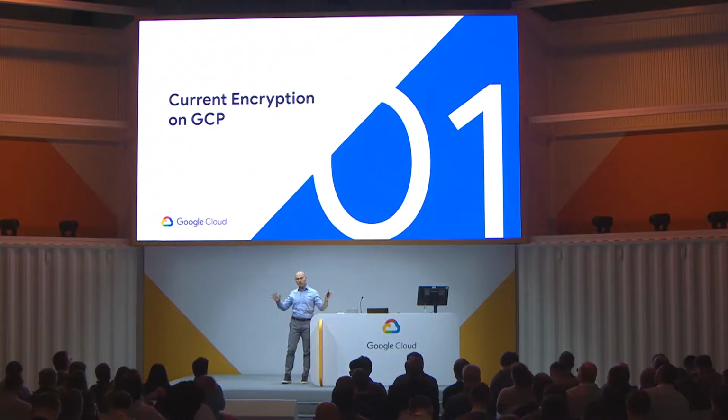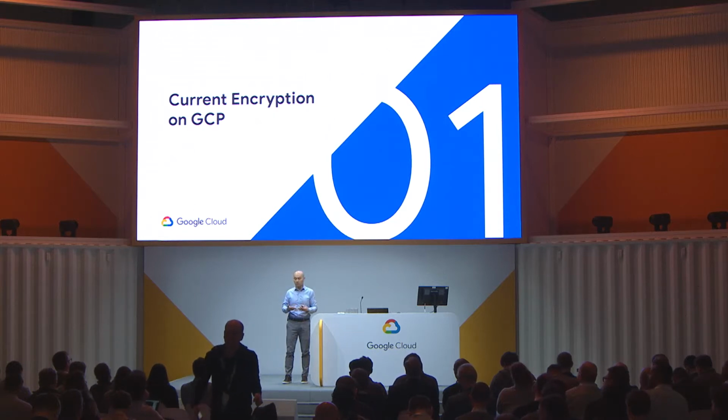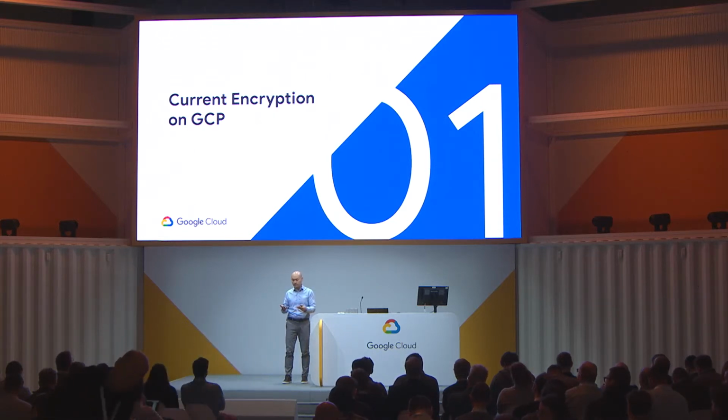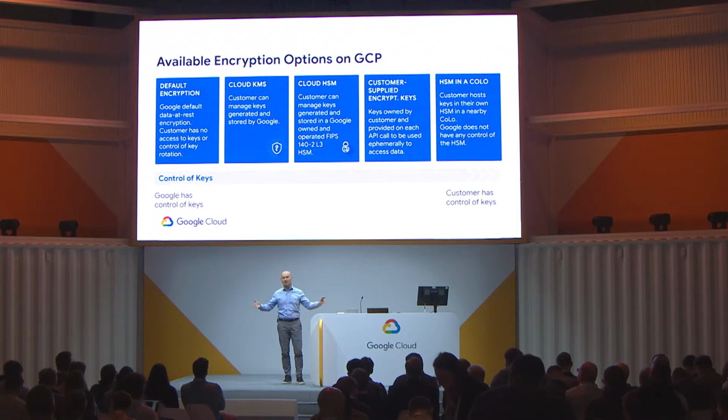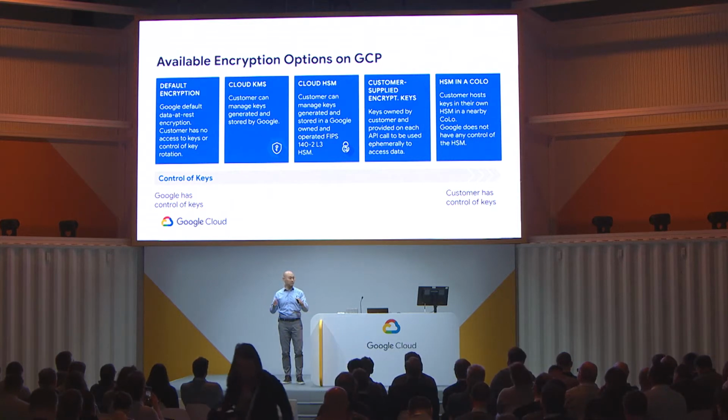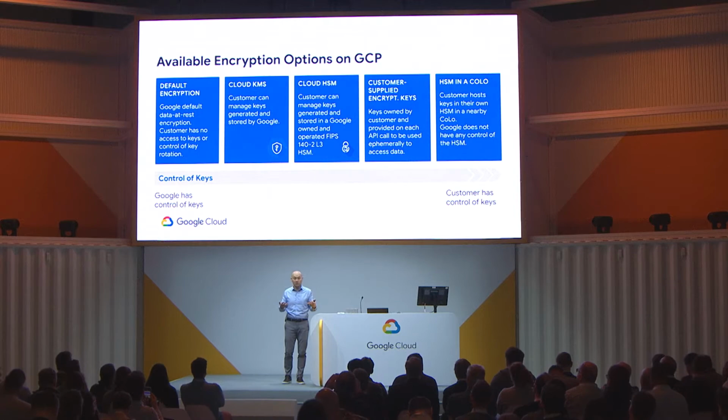But I want to quickly rehash what we do in terms of current encryption in GCP. This will give a good framing for the things we're going to talk about next. I've given this slide many times, and it describes what our current offerings are for encryption in the Google Cloud for data at rest. On the left-hand side of the scale, Google has control of all the keys, and this is where we're talking about things like our default encryption.